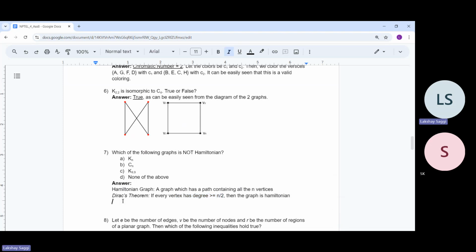Similarly, there is Ore's theorem, which says that if degree of u plus degree of v is greater than or equal to n for every pair of distinct non-adjacent vertices u and v.